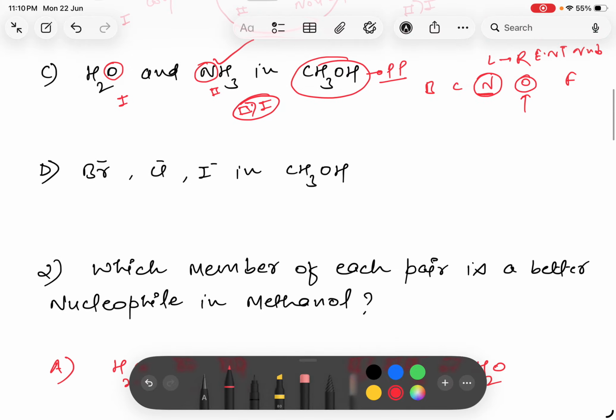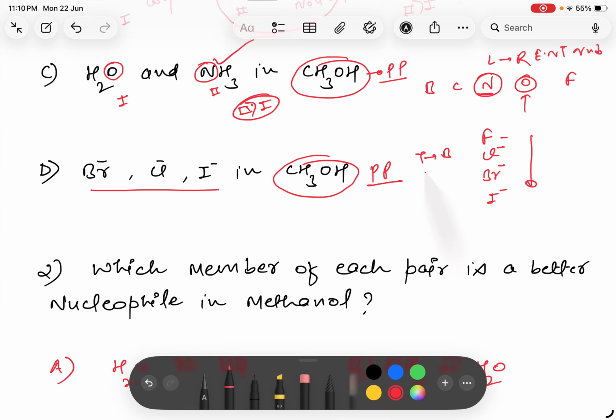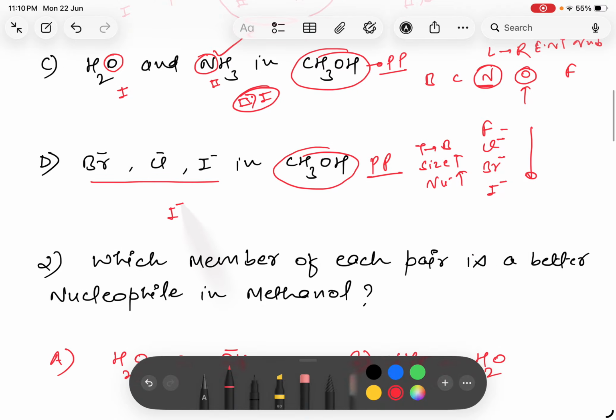In D, again we have a polar protic solvent. And this is bromine, chlorine and iodine. Whenever polar protic, always follow the normal trend. You know that elements are arranged in this way in a group. So top to bottom, size increases, nucleophilicity strength also increases. So I minus, then Br minus, and then Cl minus. That would be the correct order.